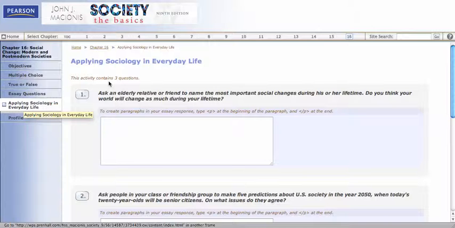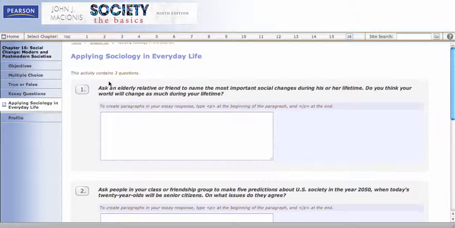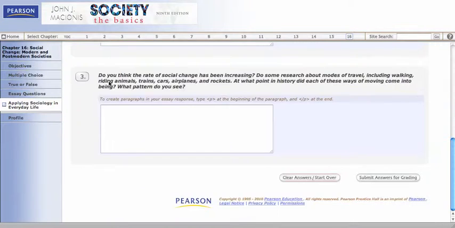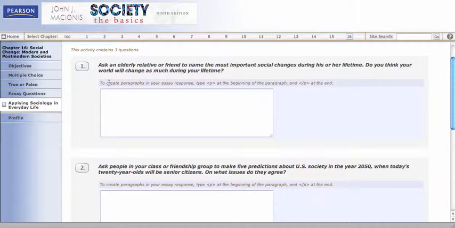So let's take a look at applying sociology in everyday life. Here are some prompts that might help you with the weekly creative project. Ask an elderly relative or friend to name the most important social changes during his or her lifetime. Do you think your world will change as much during your lifetime? That's a really interesting thing.